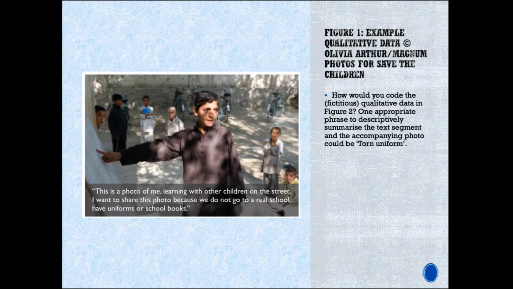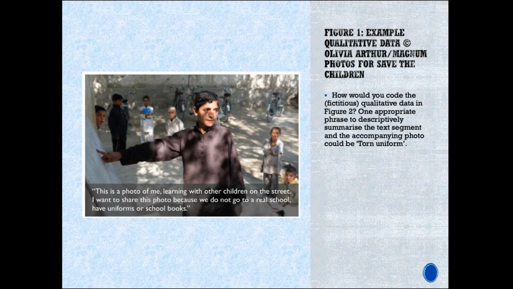So now I will give you another example, from a picture rather than from a script. Look at this picture, an example of qualitative data by Olivia Archer, photos for Save the Children. This boy and a group of his fellows say: this photo is of me learning with other children on the street. I want to share this photo because we do not go to a real school. We do not have real uniforms or school books. So the question: how would you categorize the qualitative data in this figure?